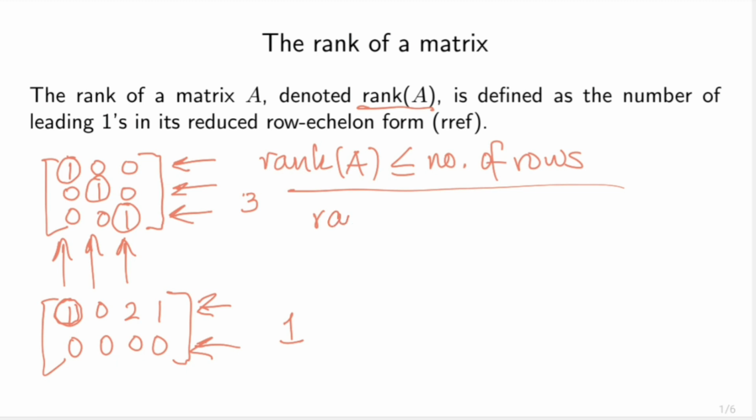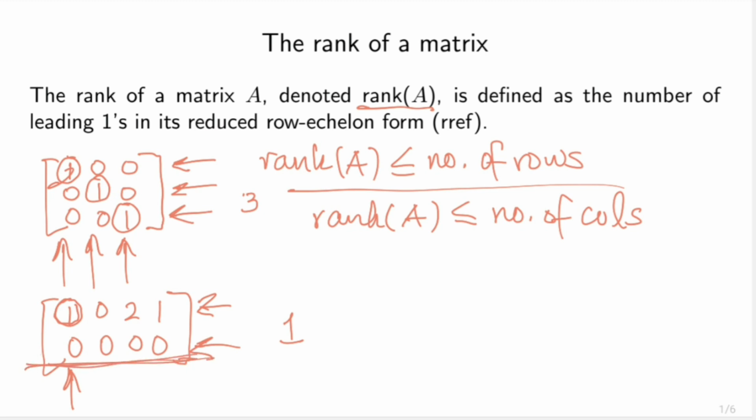Similarly, the rank of a matrix cannot be greater than the number of columns, for the same reason, because a column has at most one leading one. Here, this column has a leading one, but all the remaining columns do not have leading ones. And so the rank of this matrix is 1. Even though the number of columns is 4, the rank is only 1. So again, the fact holds. We are going to deduce more facts about the rank of a matrix, but for now, let's do some examples.